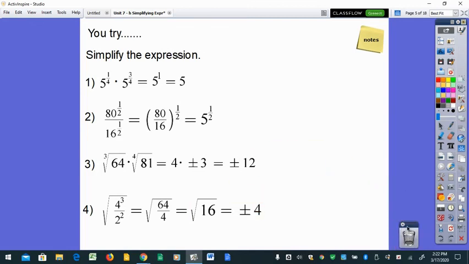So I hope that you enjoyed this lesson on simplifying radical expressions using our exponent rules. Next up, we're going to put some variables in there.